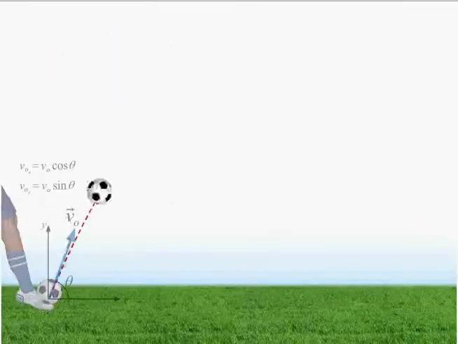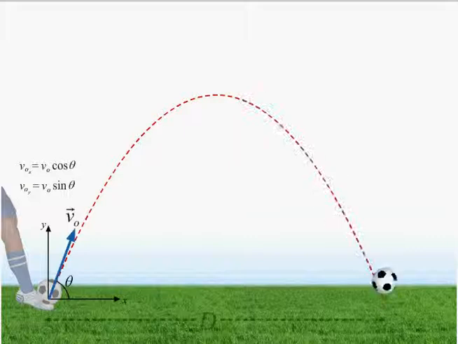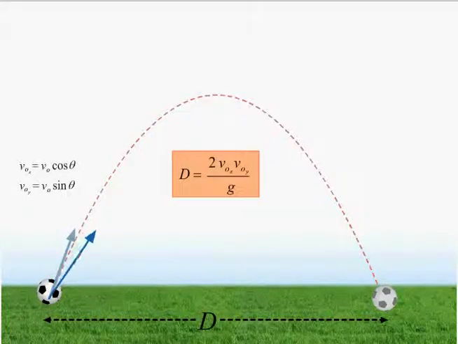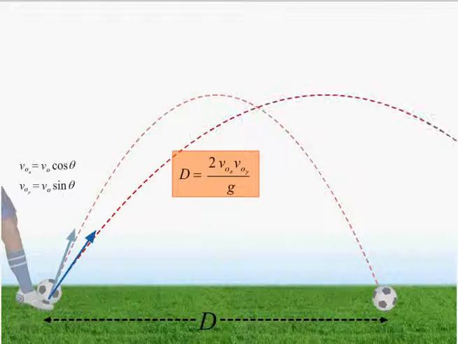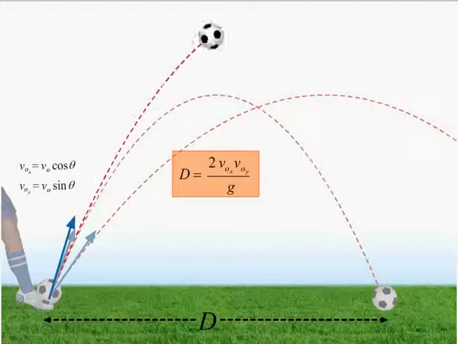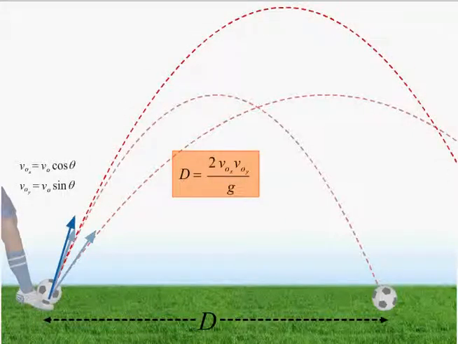When we solved the problem on the last slide, we found that the distance the ball travels was proportional to both v naught x and v naught y. It's always a good idea to check your results to see if they make sense. If we increase v naught x, the ball moves further along the x direction in a given amount of time. If we increase v naught y, the ball will be in the air longer and will travel further for any given velocity in the x direction.